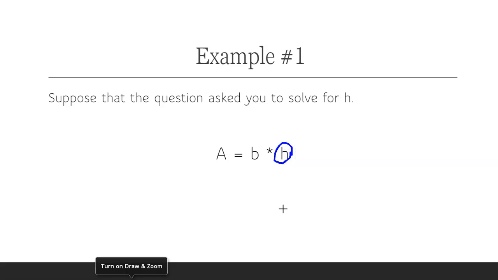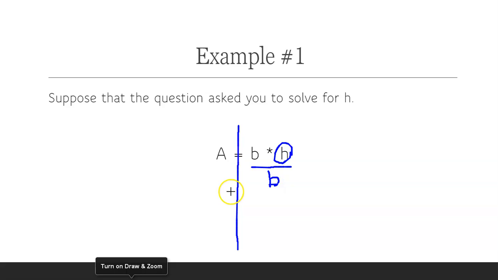So we have to ask ourselves, what's on the same side of this equal sign? If it helps, draw a line and make a wall. And if we look on this side of the equation, the only other thing on that side for this particular problem is a b. And the little asterisk symbolizes multiplication. We could have just written the two letters next to each other. So to get rid of something we're multiplying by, we have to do the opposite operation, which in this case is division. So I'm going to divide by b.